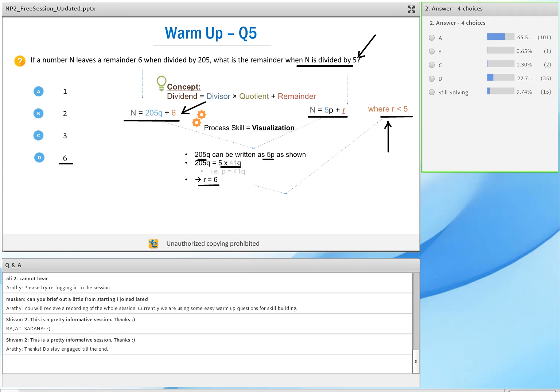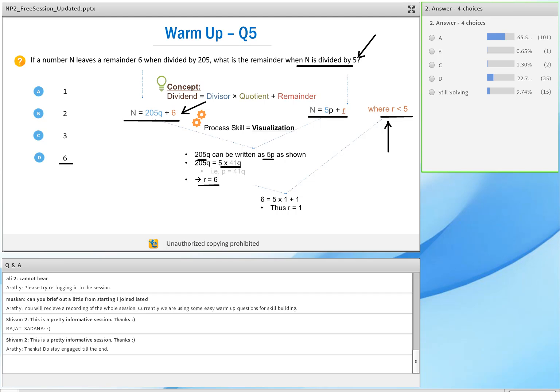Okay. So then you really say, okay, what about this constraint? This is what we call applying a constraint. So we say, hey, 6 is 5 times 1 plus 1. So 5 times 1 divides 5 evenly. So the remainder is 1. Okay, that's how you get to the answer.